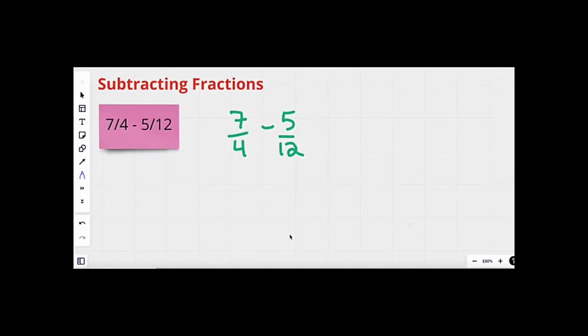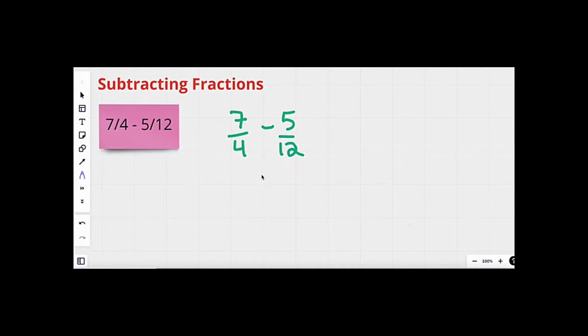Okay, so here we have another example. We've got 7 over 4 minus 5 over 12. And so right away we notice something. We notice that our denominators are actually different. And so we said we can't start subtracting until we make our denominators the same. So let's make these denominators the same. And how do we do that?